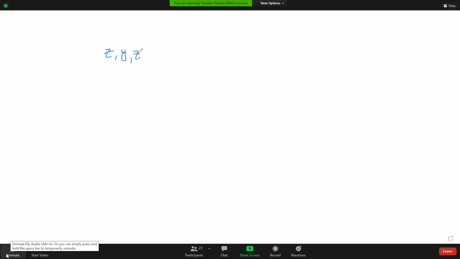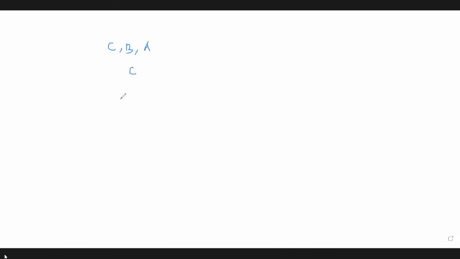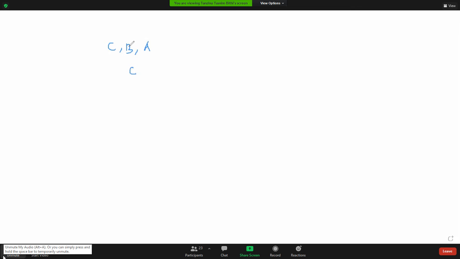Suppose now the nodes are given in this order: Z, Y, X. Suppose we want to store the data in descending order, or we can actually take C, B, A. These are three nodes. At first we will take C. C is the root node. Now the next node is B. Is its value less than C or greater than C? Less than C. Less than means it will be added in the left subtree. So B is the left child of C.